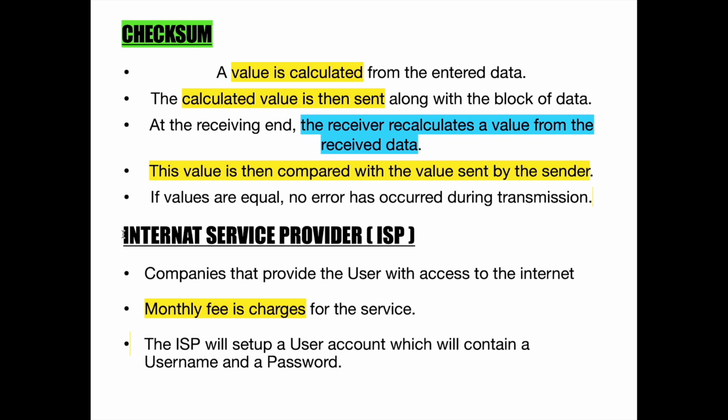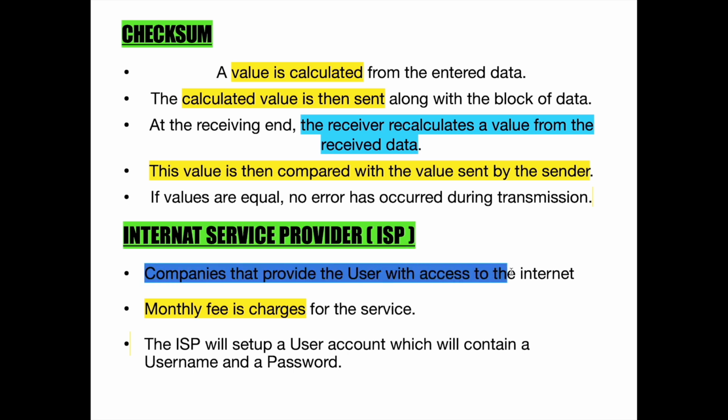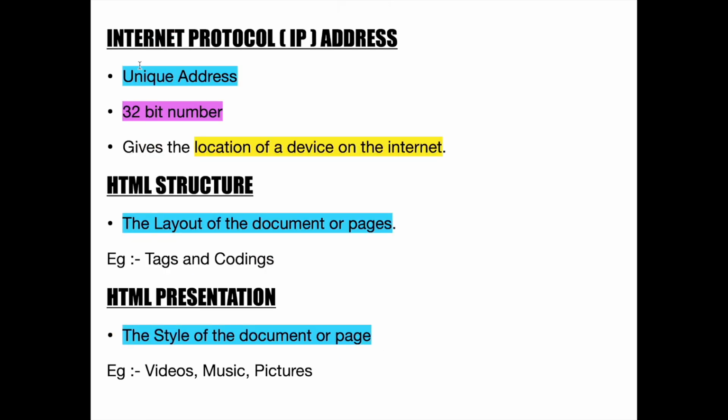Now let's talk about Internet Service Providers, or the ISPs. An ISP is a company which offers internet connections to people as a service. For this service they charge a certain, reasonable amount of money from the users. Once the connection is accessed, the ISP sets up an account with a username and a password for the user. Now let's give our attention to IP addresses. An IP address is a unique address that contains information about the location of a device on the internet.